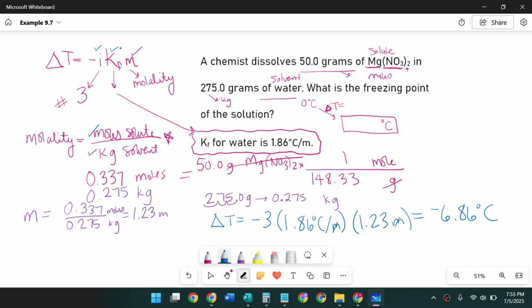Now this isn't the answer. Let's go back and look at what the question was. The question asked, what is the freezing point of the solution? In other words, what is the freezing point of water with this magnesium nitrate mixed in? So what we just got was a change in T, and that tells us what the freezing point is. In this case, we're subtracting it from 0, and so 0 minus 6.86 is indeed still 6.86. You have to be careful because if you're starting with a different solution that's not water and the freezing point's not 0, that change in T just tells you what you have to drop it from, whatever that substance's normal freezing point is.